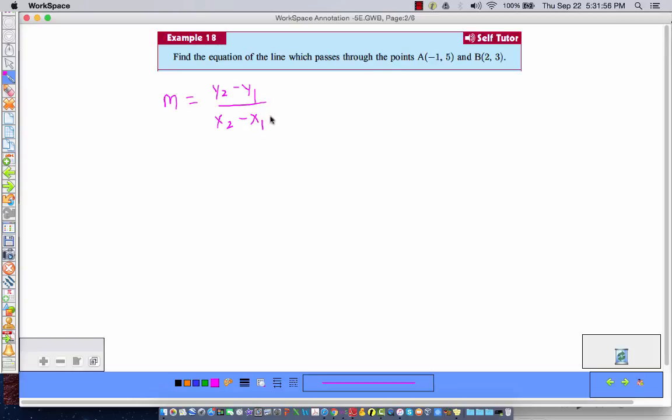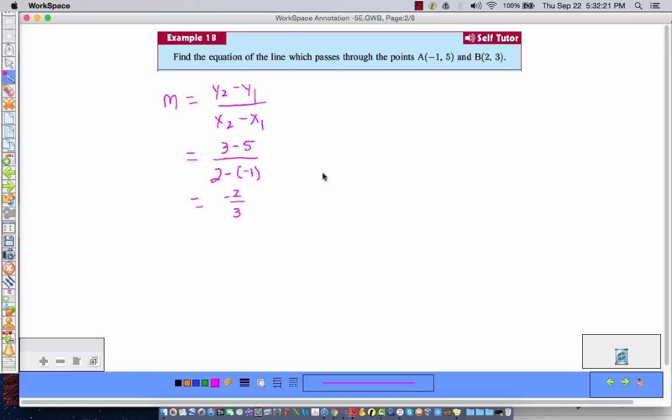Okay? So in this case, we are going to say that that equals 3 minus 5 over 2 minus a negative 1, the difference of the x terms. So that's 2 minus a negative 1, which is equal to negative 2 over 3.